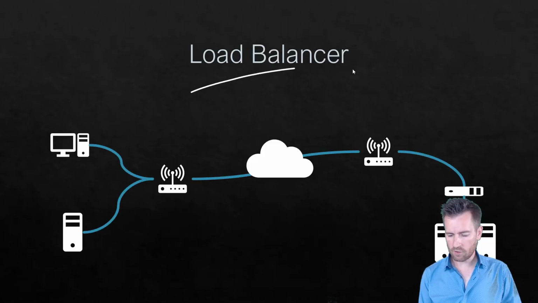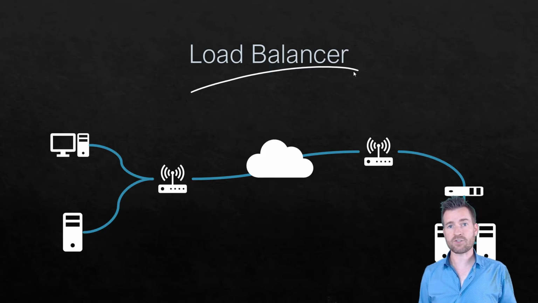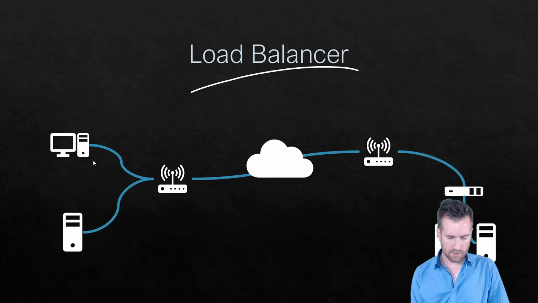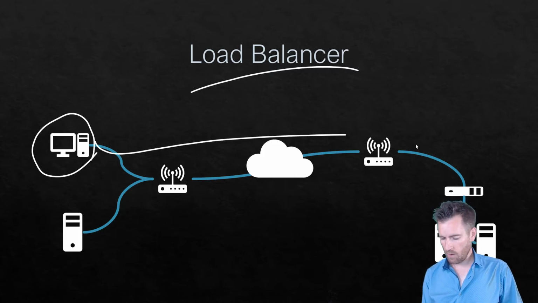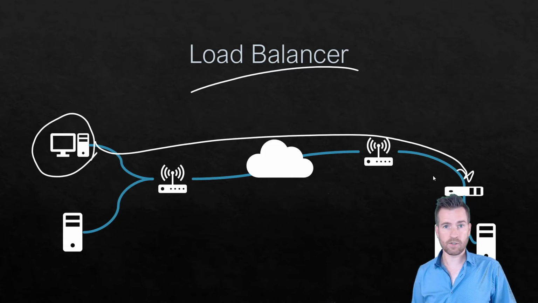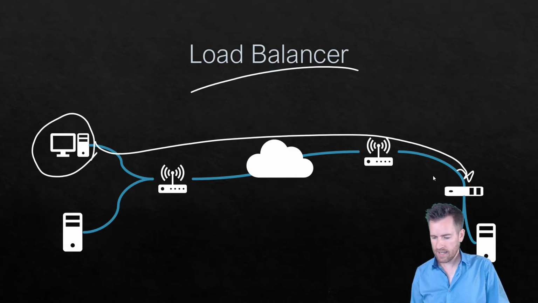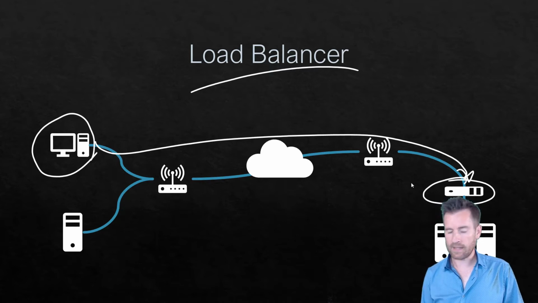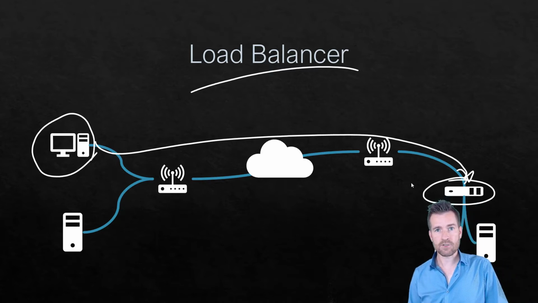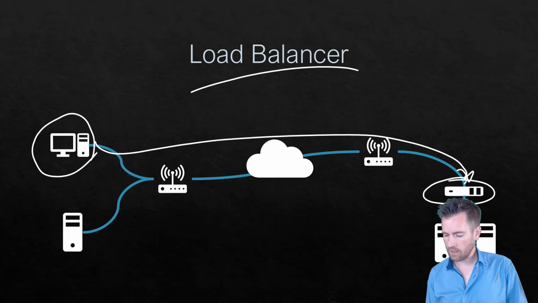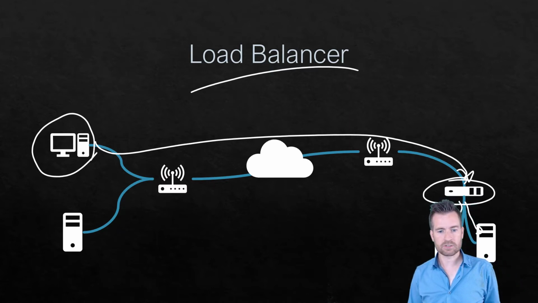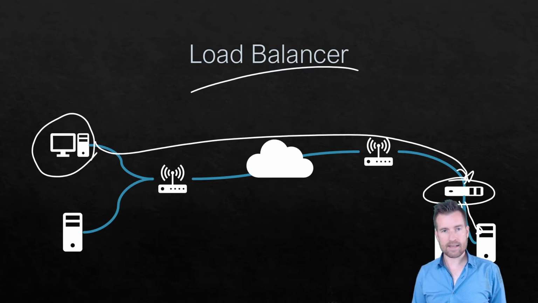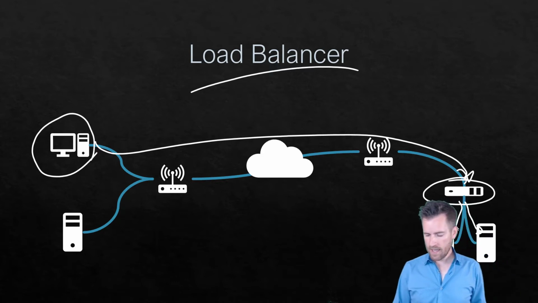So here we have a load balancer. A load balancer distributes load among multiple servers. Here we have a client, and it's going to make a connection to what it sees as some sort of server to ask for some sort of service. What it's hitting is this load balancer, and then that load balancer is going to distribute the load among a couple servers or a few servers or many different servers.